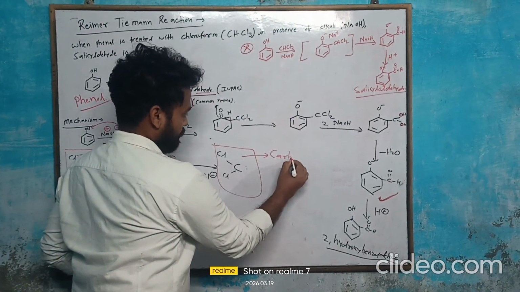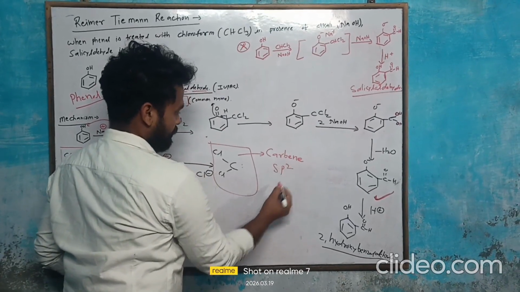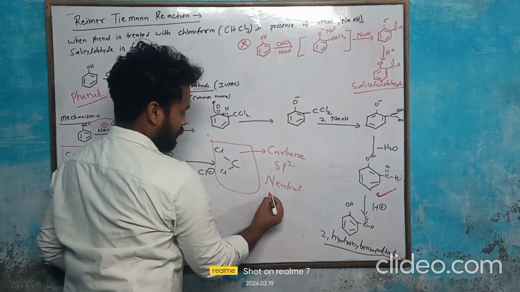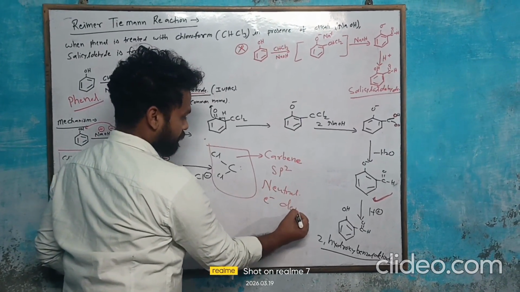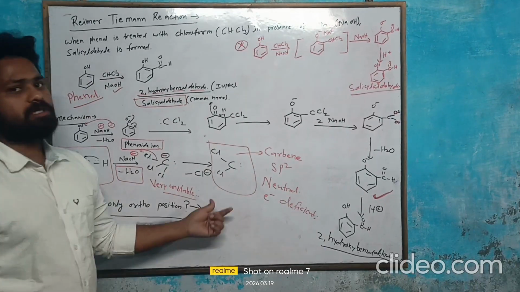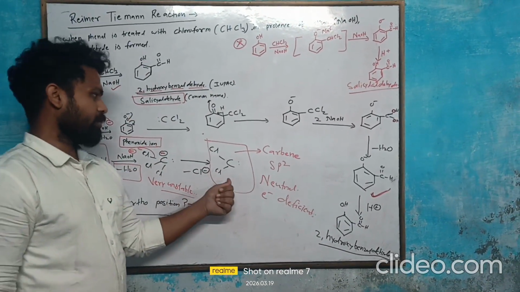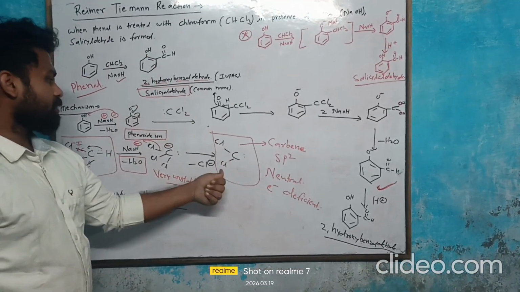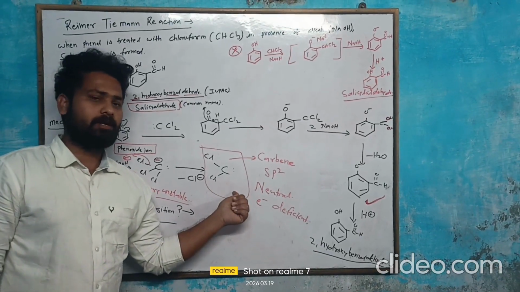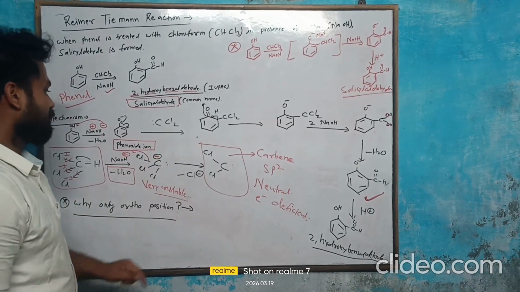This is called carbene. It is sp2 hybridized, and this is neutral and electron deficient also. This is a very important intermediate. We have to remember, in the Reimer-Tiemann reaction, formation of CCl2, dichlorocarbene, takes place during this reaction.